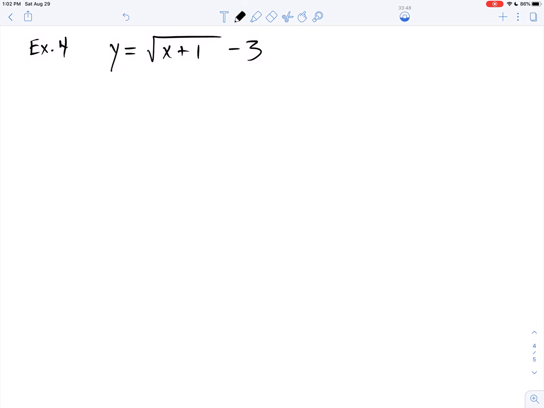So here's the deal. I can still find the inverse for this thing super easy. I'm going to switch the x and the y. Watch, watch. We're almost done.